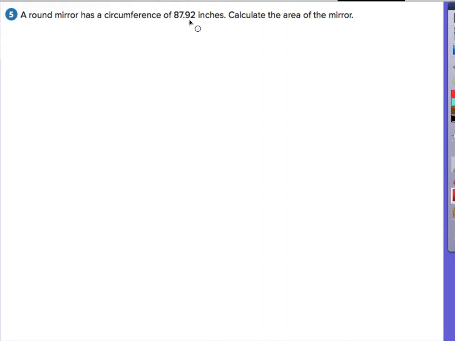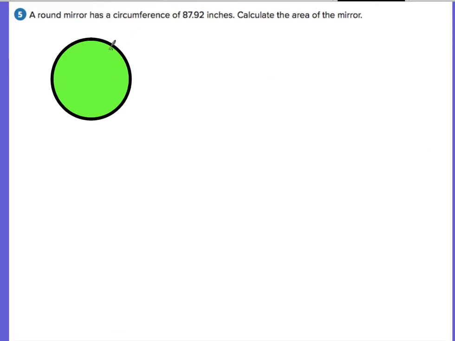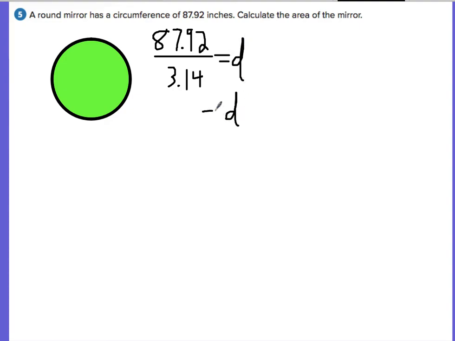All right, number 5, a round mirror has a circumference of 87.92. So when you see circumference, that means that it's a circle. Calculate the area of the mirror. So circumference goes all the way around, right? So to get area, same idea as we just did. So we're going to have to go ahead and divide by pi so that we get the diameter. So that's going to be the diameter. So here the diameter is 28.